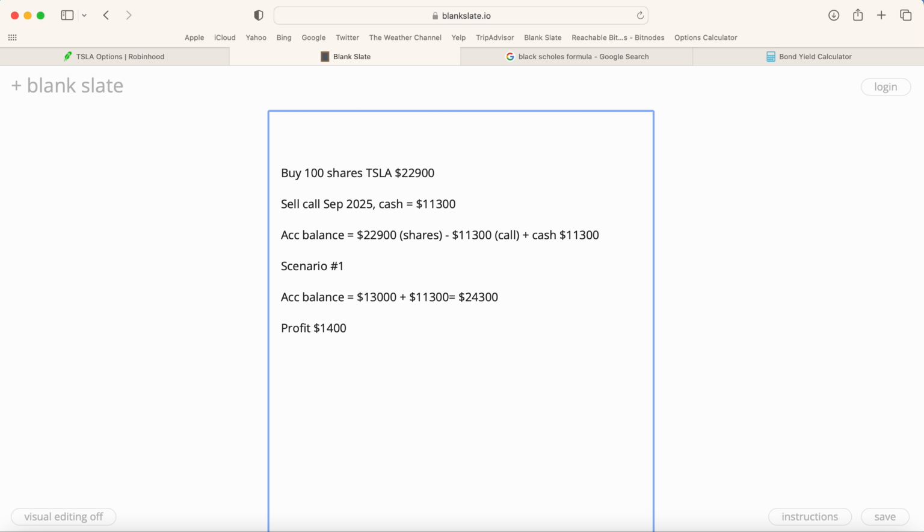But what is your true return? You see, most people will say that the return is $1,400 over the original cost of $22,900. And that is not the case. The return is really $1,400 over the portion of the portfolio that was truly invested.